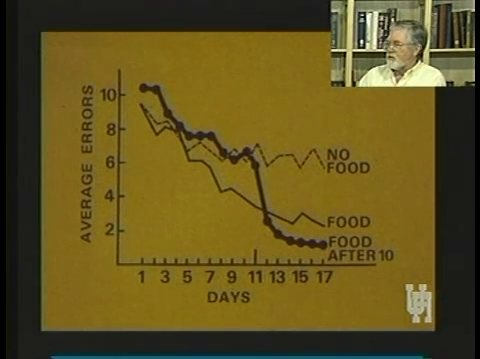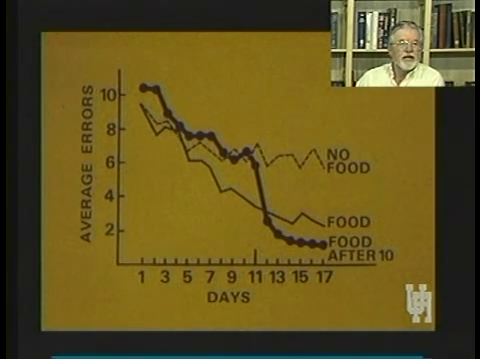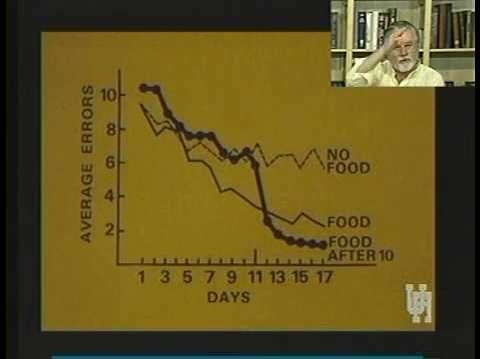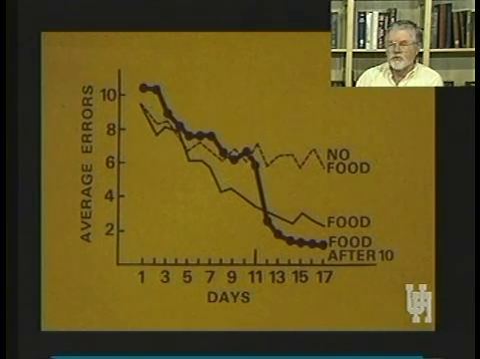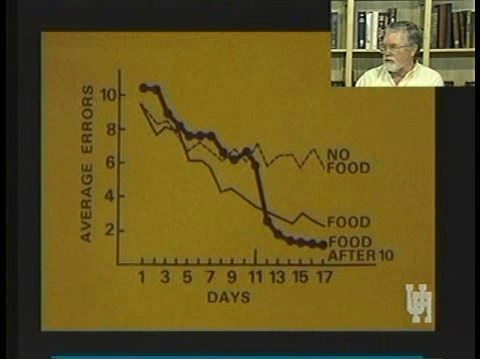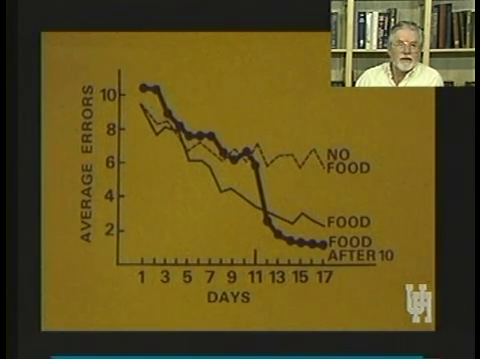The third group is the one that is of interest relative to my demonstration of performance here, and that is the group that got food only after 10 trials. So that group's performance on the first part of the experiment pretty closely replicates the group that never got food at all. In other words, their performance improved a little bit, but just showing all sorts of signs of flattening out at about 6 or 7 or 8 errors per run. Okay? Now on trial 10, they get, actually it's trial 11.